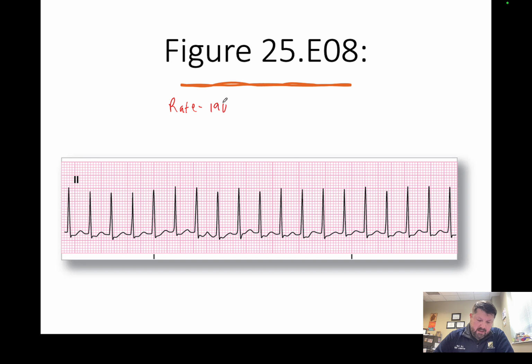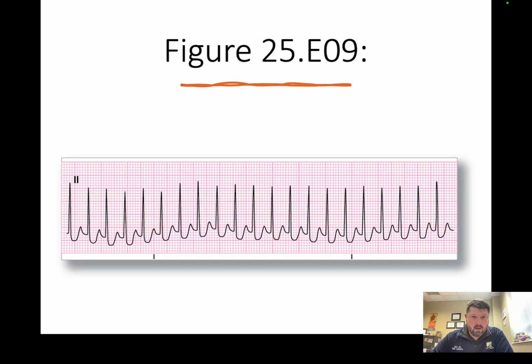Rate is 190. Rhythm's regular. No P wave, no PRI. QRS is 0.06 seconds. And lastly, rate is 210. It's regular. No P, no PRI. QRS is 0.06 seconds.